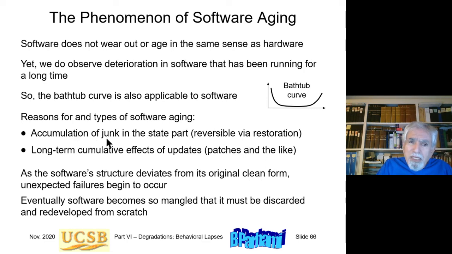First of all, there can be accumulation of junk in the state part of the software, and this is often reversible through restoration. This is what happens, for example, when software misbehaves, then you use the option of resetting your system to factory setting, meaning that you restore the software to its initial state without all the junk that has been accumulated in the state part of the software.